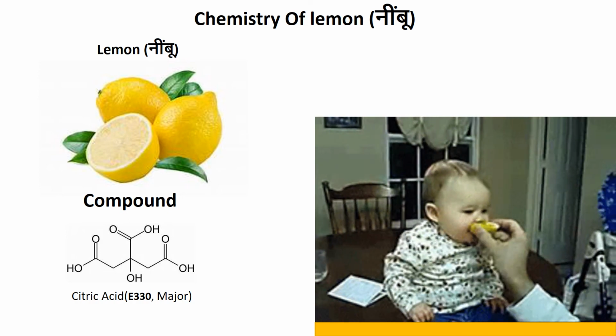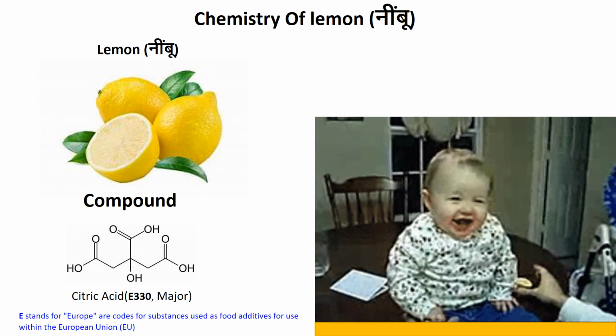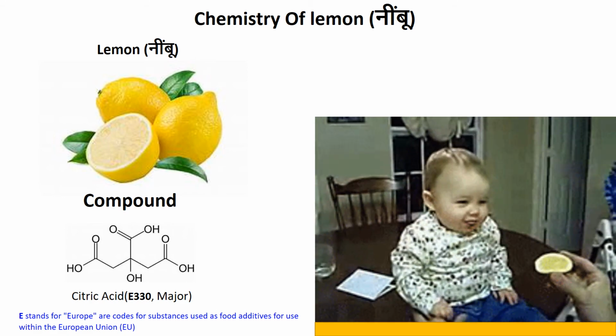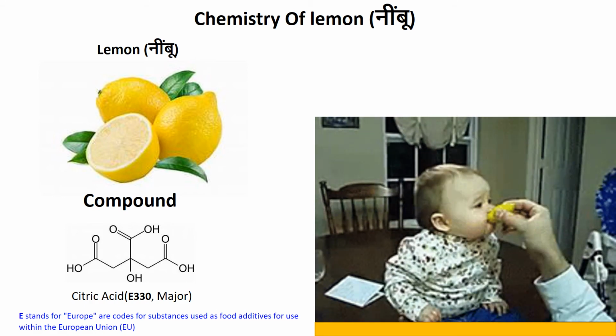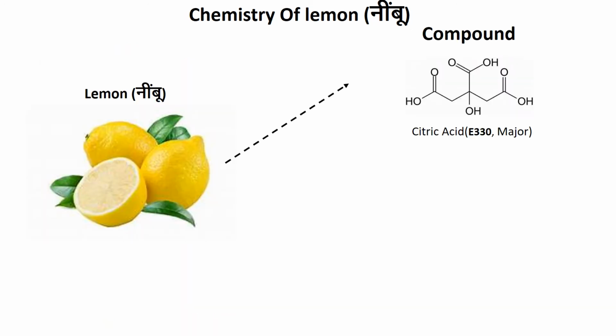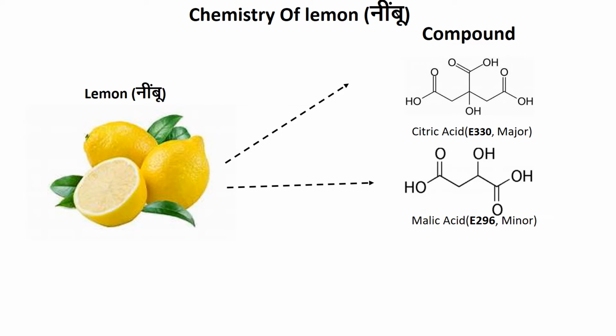Basically, E is nothing serious and it stands for Europe. They are codes for substances used as food additives for use within the European Union, EU. However, a couple of other acid compounds are also contributors towards the chemical makeup of a lemon. One of these is malic acid, a compound that also has its own E number, E296.